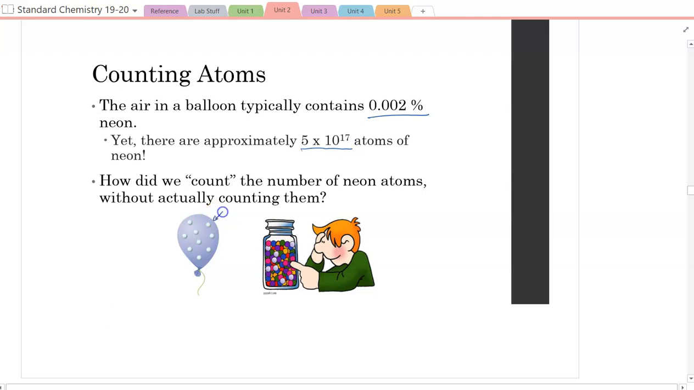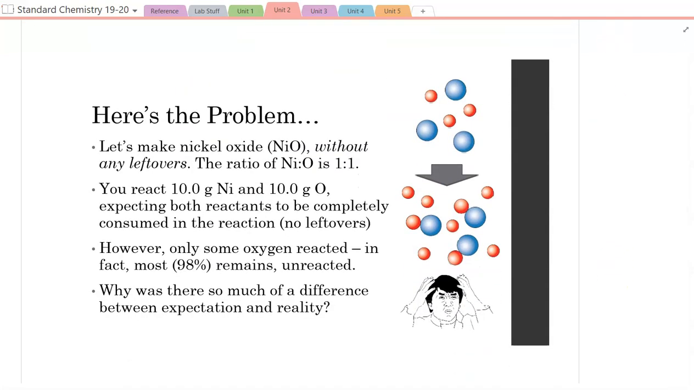So if you can imagine, right? These balloons have all these air particles in them, but there's a ton of them. How do we know that there's billions and billions and billions of them? How exactly do we count them? Obviously, they're too small to count. So instead, we're going to kind of use a way to represent them.